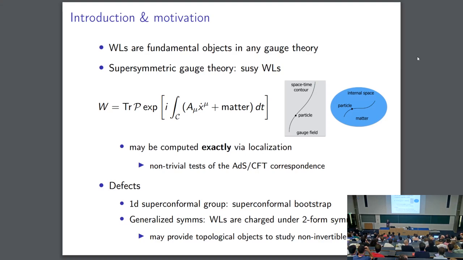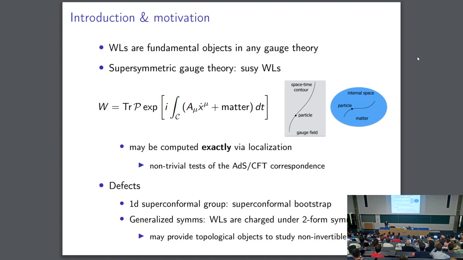And the cool thing is that when these Wilson loop operators are supersymmetric, you may be able to compute them exactly via localization, and this provides non-trivial tests for the AdS/CFT correspondence. These operators are also seen as defects. They define 1D superconformal defects, so they preserve this group, and you can play with different tools like superconformal bootstrap to study correlators in these defects as well.